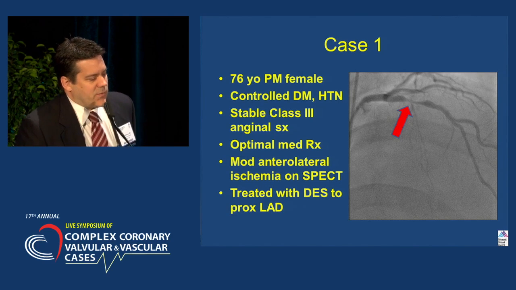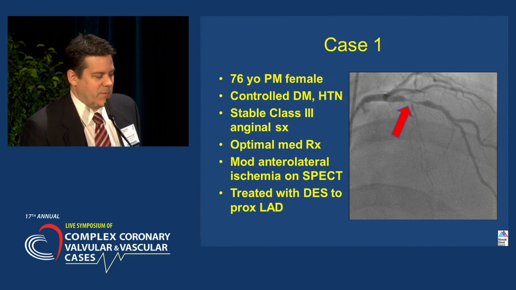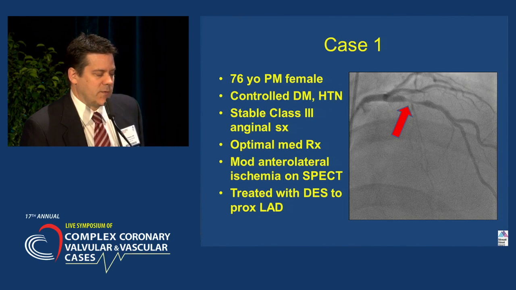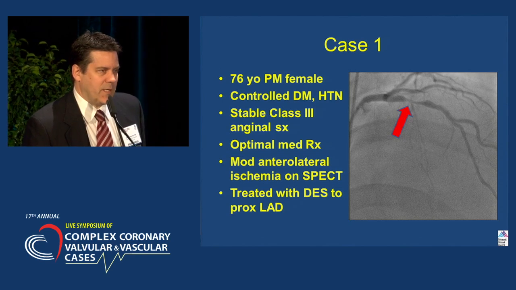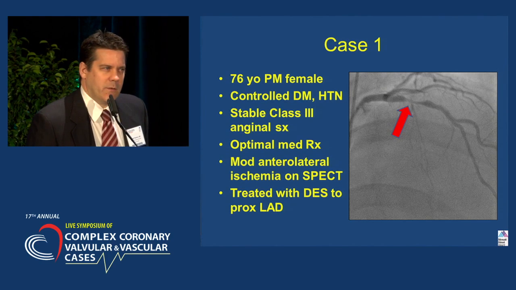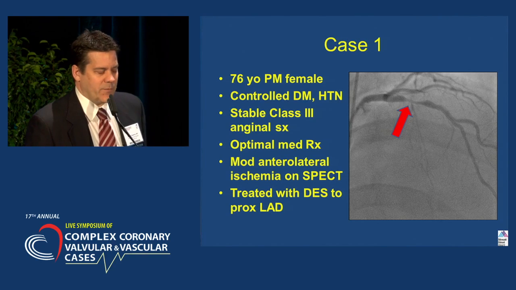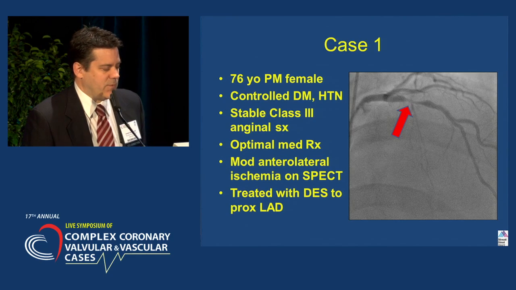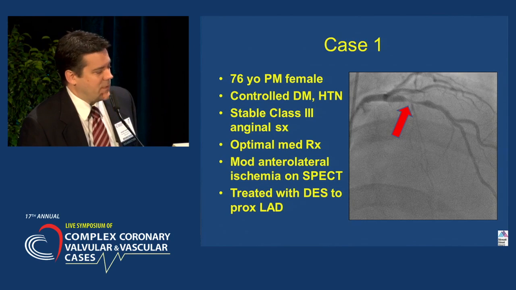It's a 76-year-old postmenopausal female, who has controlled diabetes, hypertension, and suffers from stable class 3 anginal symptoms. She's on optimal medical therapy, which in our realm means optimal anti-anginal therapy. Her primary cardiologist worked her up for this chest discomfort and found on a stress SPECT maybe a moderate anterolateral ischemic defect. She was taken to the cath lab, and you can see the images.